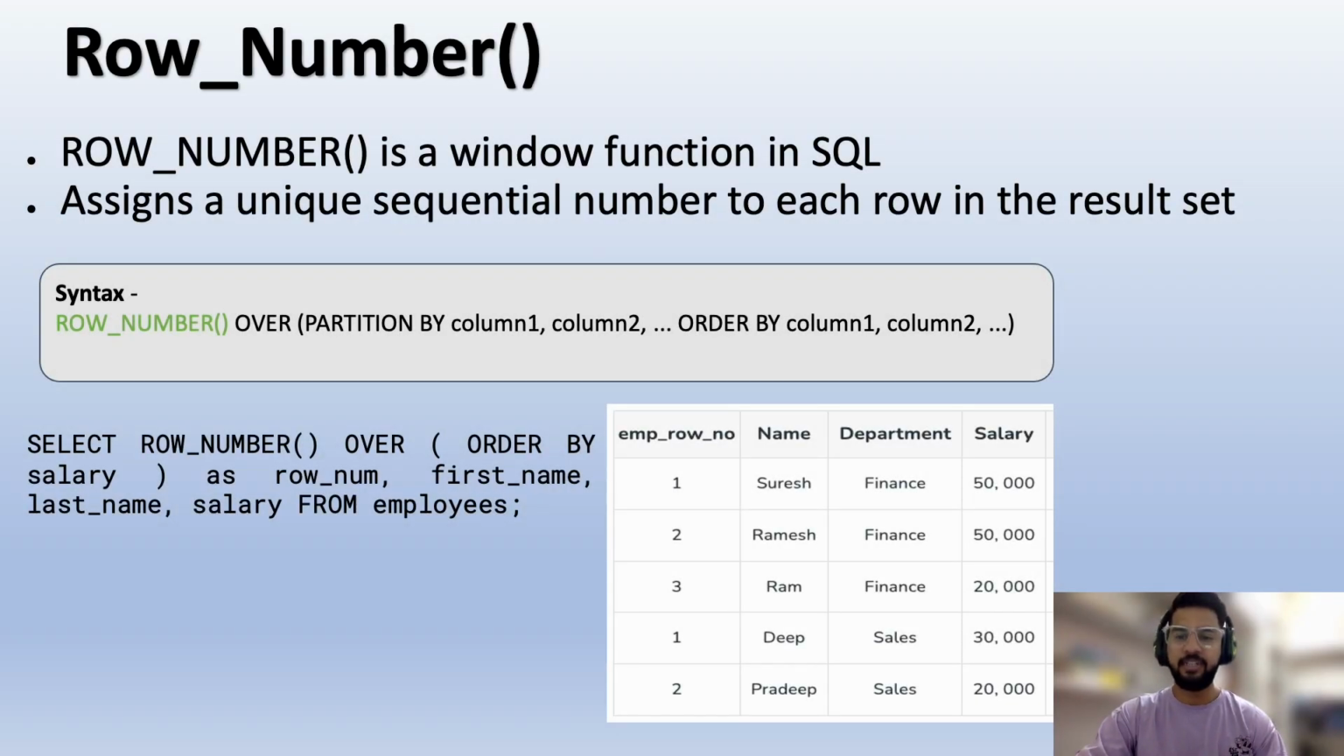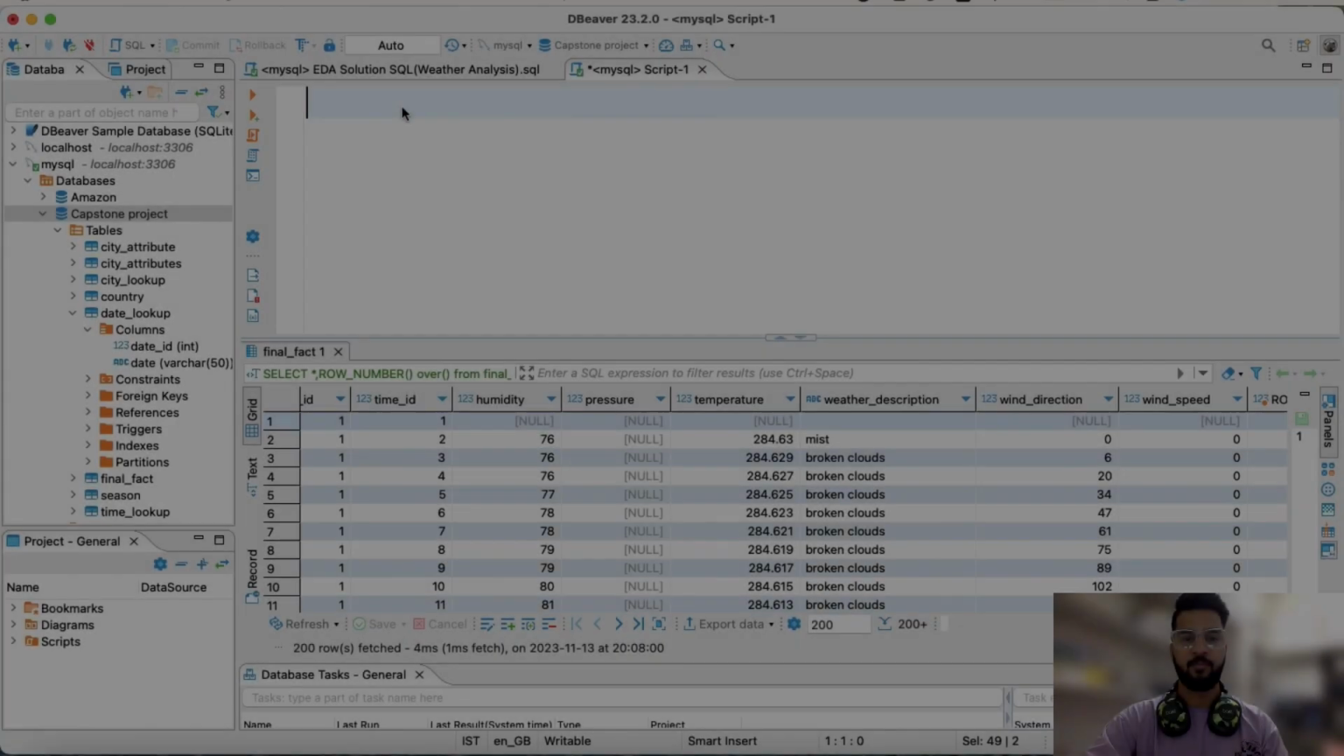Now let's talk about different types of window functions. First is row number. The row number is a function that simply assigns a sequential integer number to each row in the query's result dataset. This is the syntax of our row number. Let's understand this with the example.